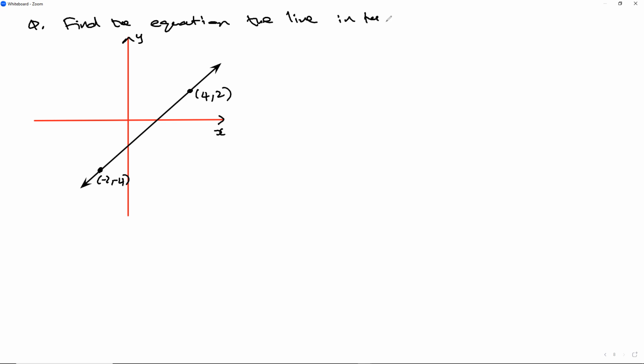in the form y equals mx plus c. Again, we still need to find m, we still need to find c. So our objective is to get the m value, which is the gradient.